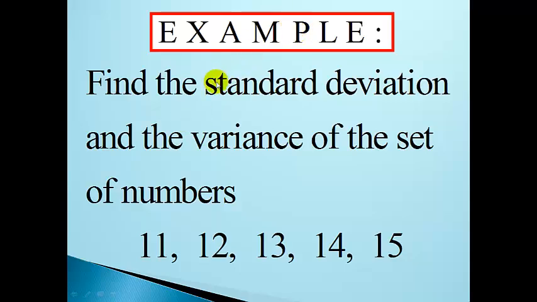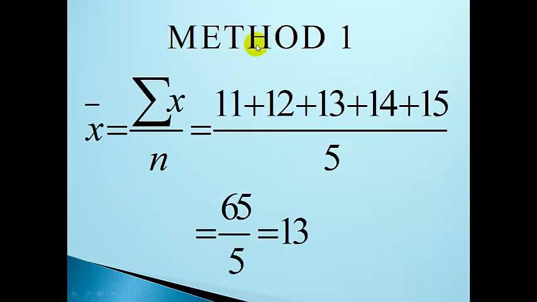Now example, find the standard deviation and the variance of the set of numbers 11, 12, 13, 14, 15. These are the numbers. Now let's look at method 1. First, we have to find the mean, that's x bar, and there is summation x over n. So we have 11 plus 12 plus 13 plus 14 plus 15 divided by 5, and we have 65 divided by 5, and the answer is 13. So the mean of the set of numbers given in the question is 13.